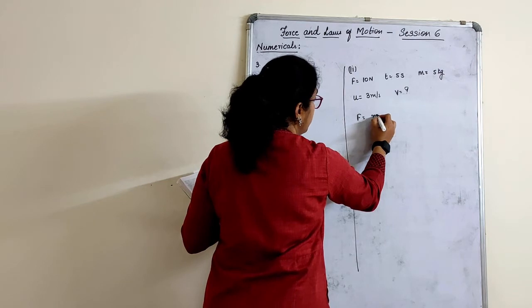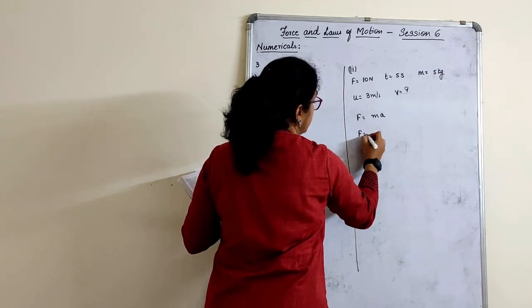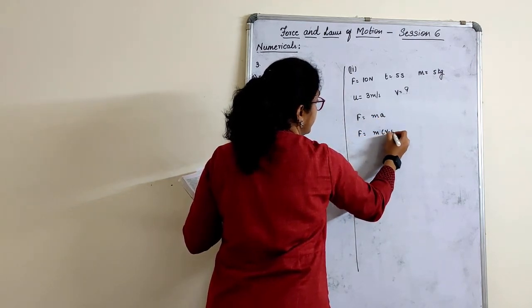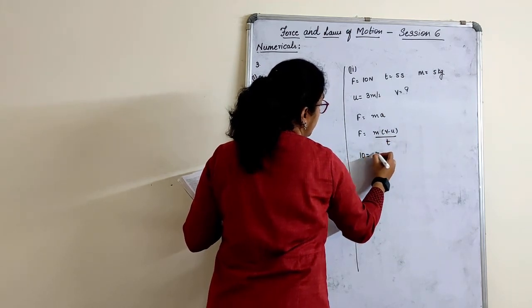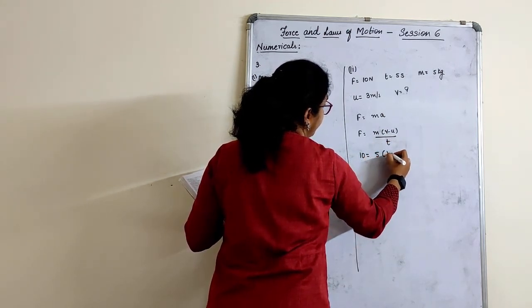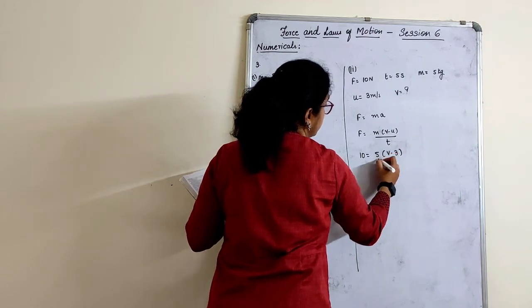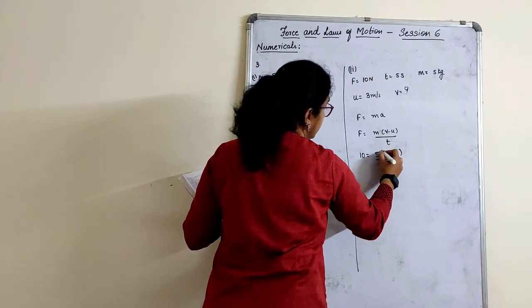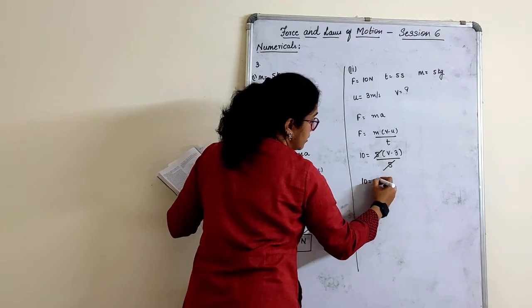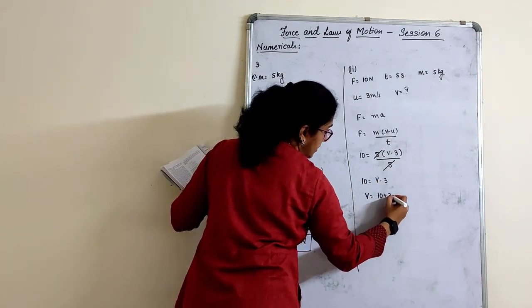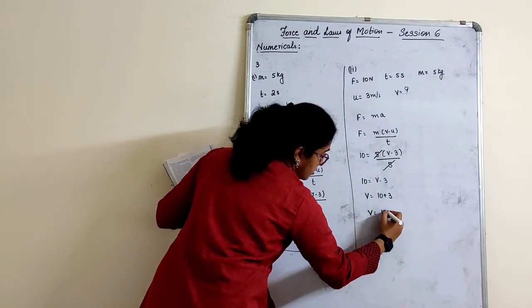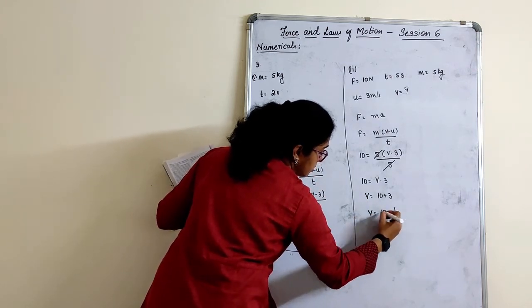So let's again do the same thing. F is equal to ma. So F is equal to m into V minus U by T. What is F? 10. What is mass? 5. V minus 3 divided by 5. Cancel. 10 is equal to V minus 3. V is equal to 10 plus 3. So the final velocity is 13 meters per second.